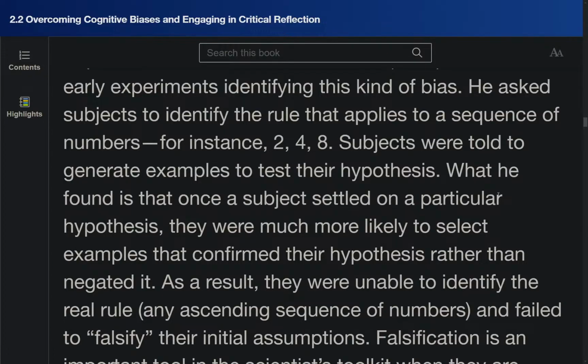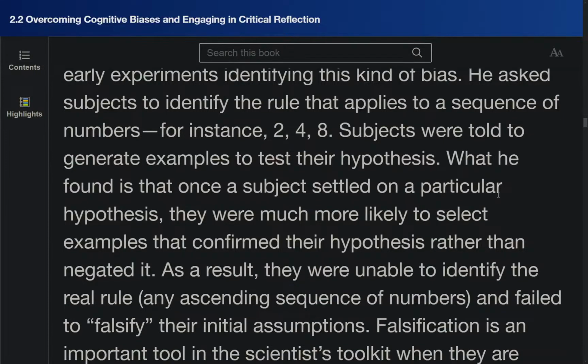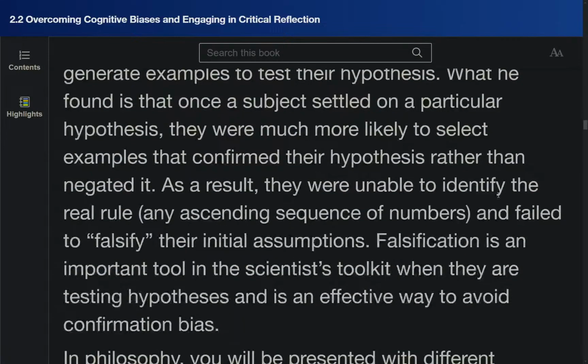Subjects were told to generate examples to test the hypothesis. What he found is that once the subject settled on a particular hypothesis, they were much more likely to select examples that confirmed their hypothesis rather than negated it.